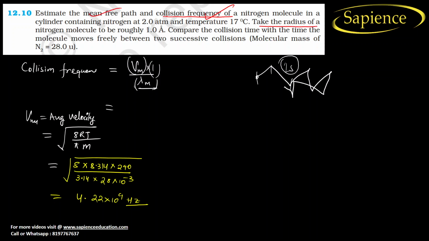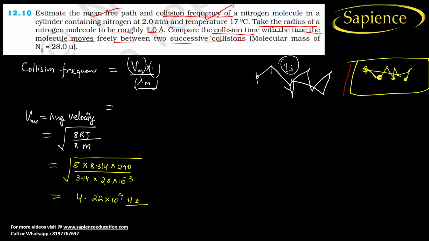Now take the radius of a nitrogen molecule to be roughly... Now compare the collision time with the time the molecules move freely between two successive collisions. So we have to find the ratio. See, what ratio? Let us consider there is a movement, Brownian movement. The molecule is moving like this. It is also colliding like this, colliding like this, colliding like this.